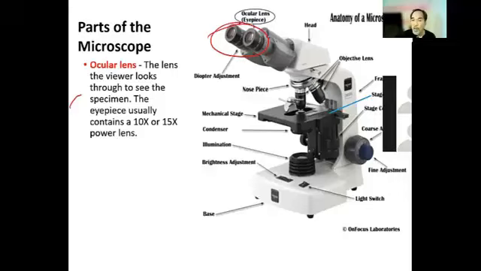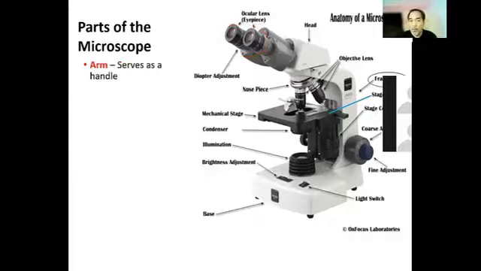Remember, the magnification of the ocular lens is generally 10 times. So if I'm looking at a specimen just through the ocular lens, it's being magnified 10 times. Remember, the number is very important because I'm going to ask you for the magnification power of the microscope from the combination of the ocular lens and the objective lens. So just remember, ocular lens 10 times.